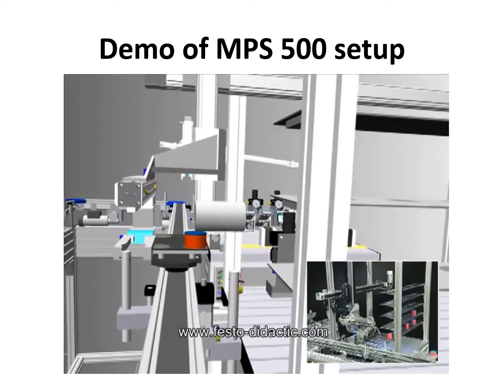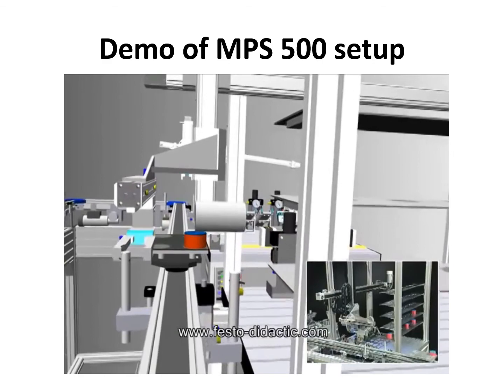This is storage. This is a storage station. If the next station is not ready to accept the part, the storage station will pick the part and put it on these racks. But if the next station, which is a sorting station, is ready, the part will go straight to the next station.